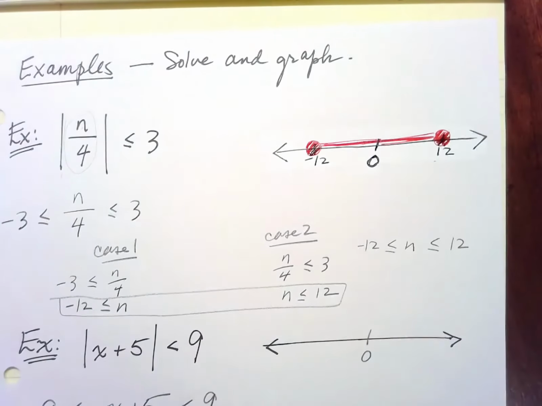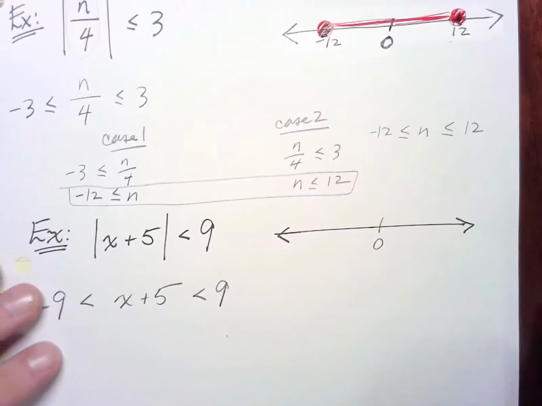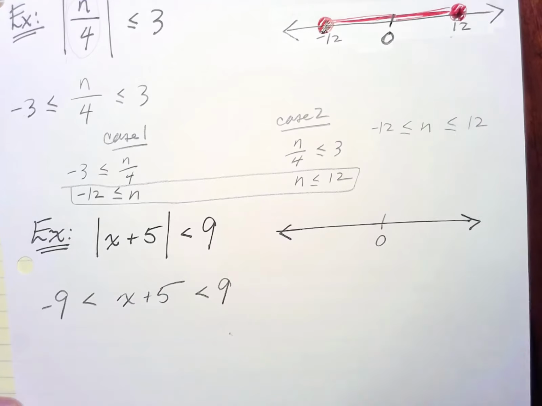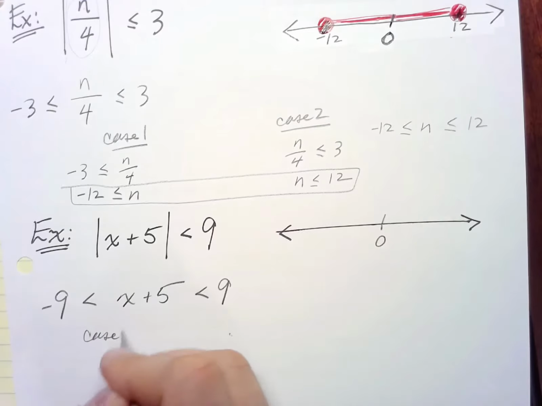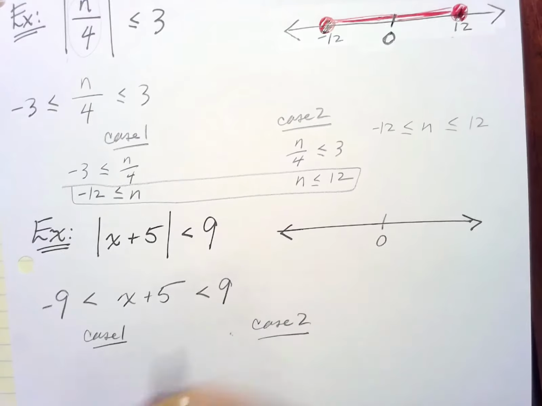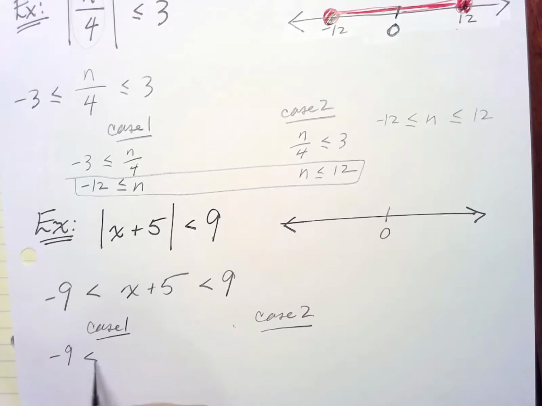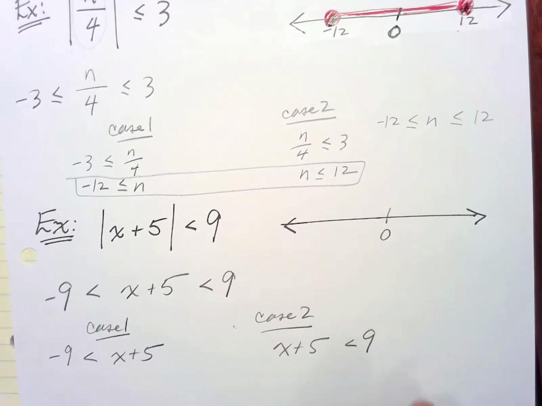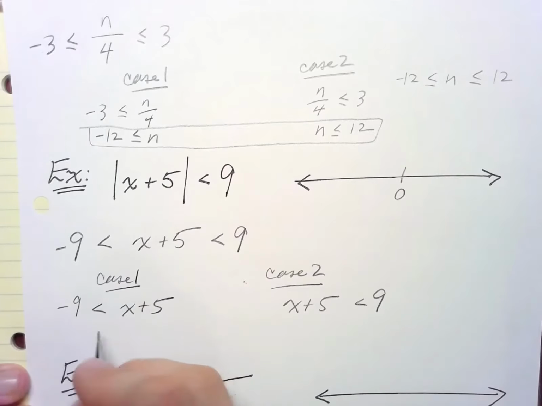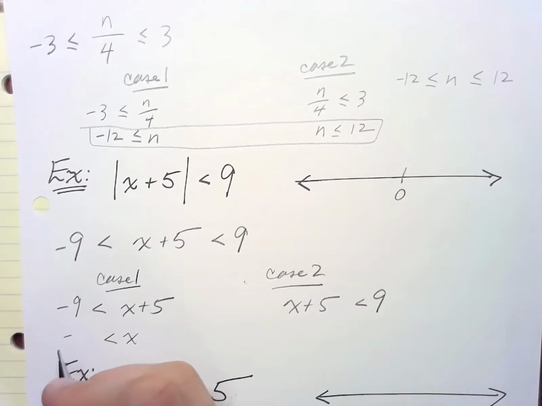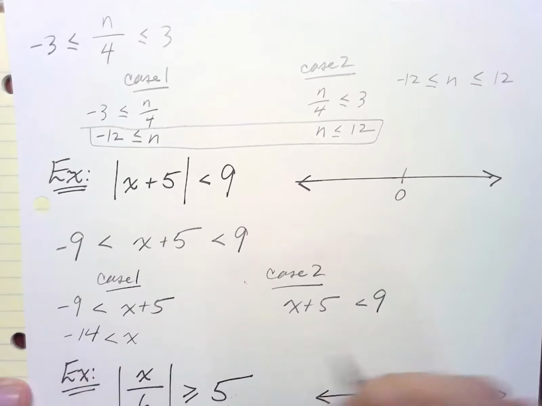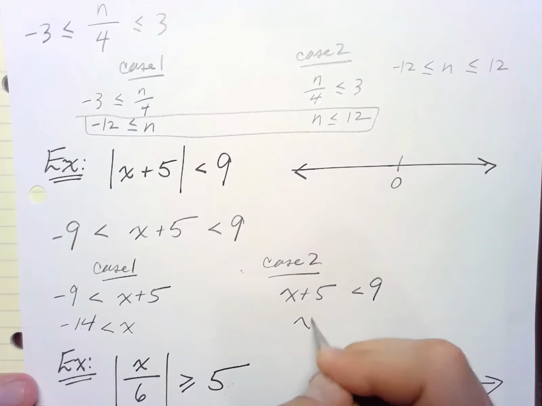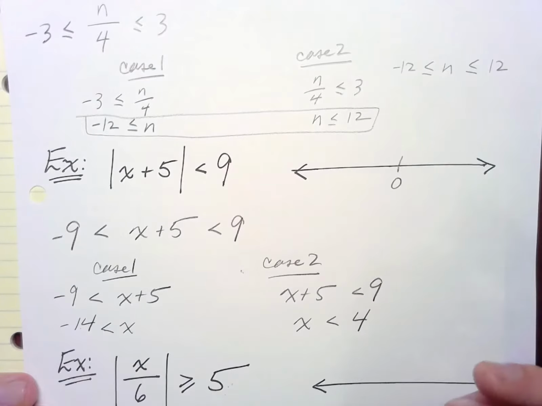And these are filled in. Okay, down here, this is less than, so we know we're going to have a conjunction, so we can write it like this. Then we split apart into case 1 and case 2. So case 1 is negative 9 less than x plus 5, and case 2 is x plus 5 less than 9. Okay, so we're subtracting 5, so we get minus 14. So x is greater than negative 14. And here we're subtracting 5, and so x is less than 4.